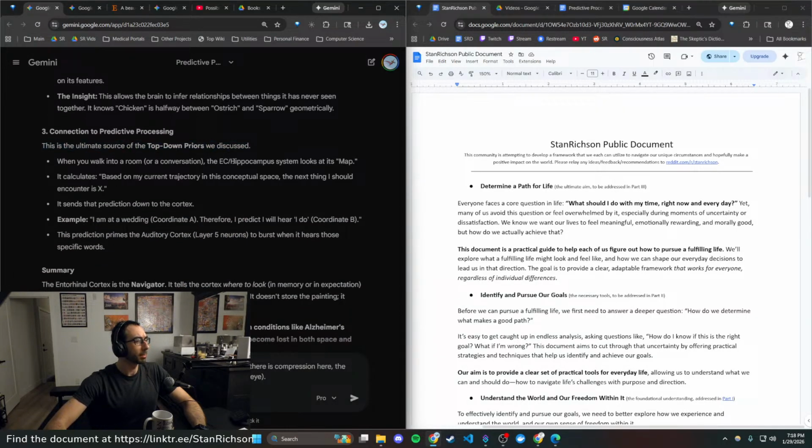This is the ultimate source of the top-down priors we discussed. When you walk into a room, the entorhinal cortex and hippocampus system looks at its map, and it just processes. It calculates based on my current trajectory in this conceptual space, the next thing I should encounter is X. All this is obviously happening unconsciously.